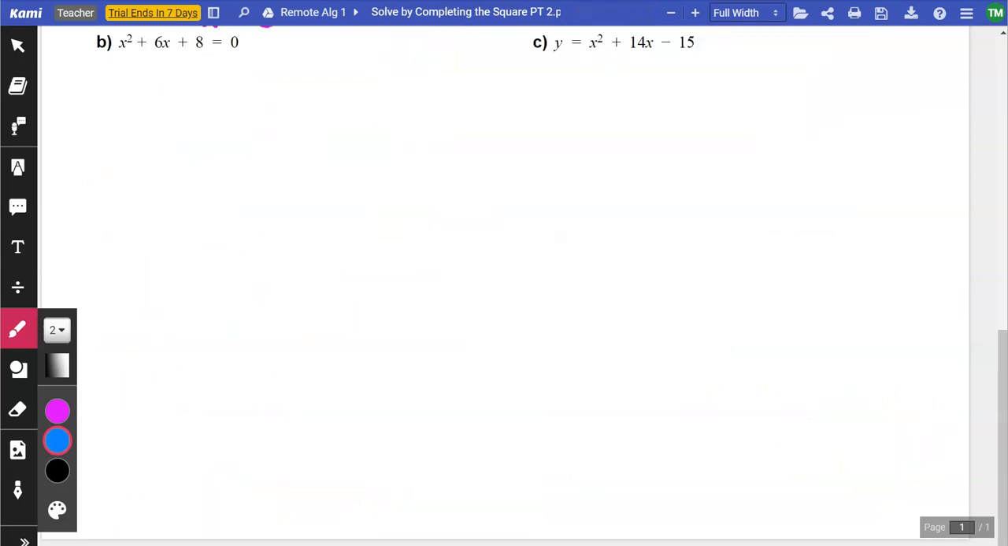For part B, why don't you go ahead and hit pause, try this equation out on your own, and then press play to check your work with mine.